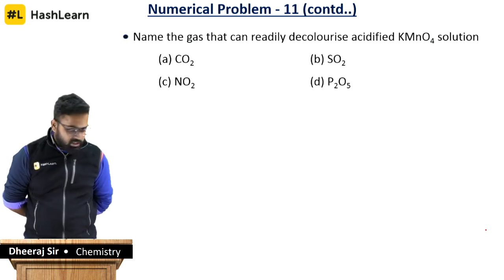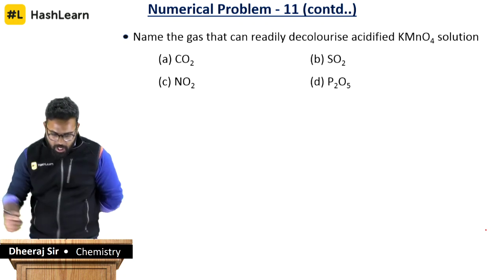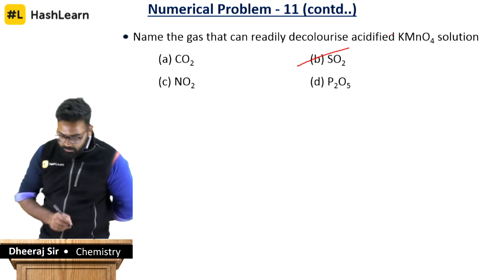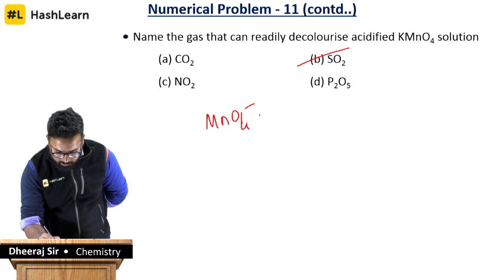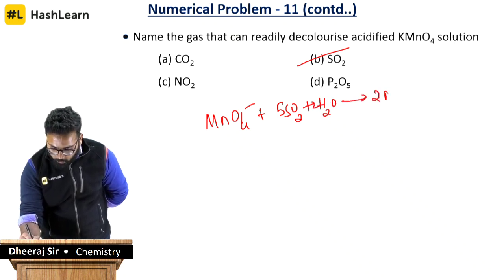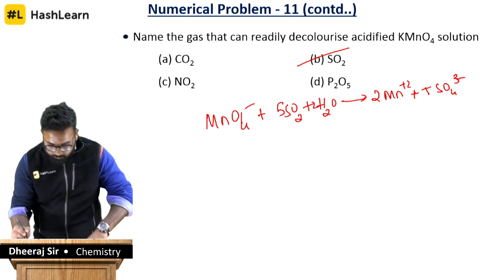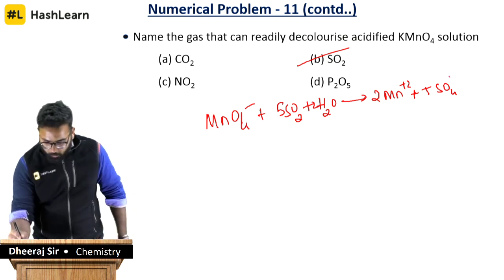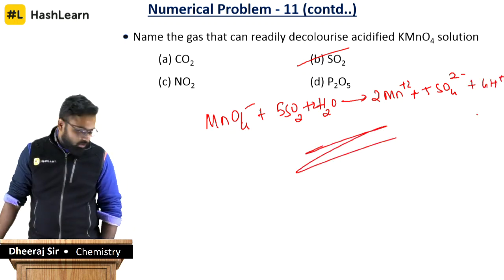Yogesh gives us the first answer. Yogesh says it is C, nitrogen dioxide. No, Yogesh, I can say it is option B, which is sulfur dioxide, because potassium permanganate, MnO4 minus, will react with 5 moles of sulfur dioxide plus 2 moles of water to give us 2 Mn2+ plus 5 sulfate, SO4 2 minus, plus 4H+.